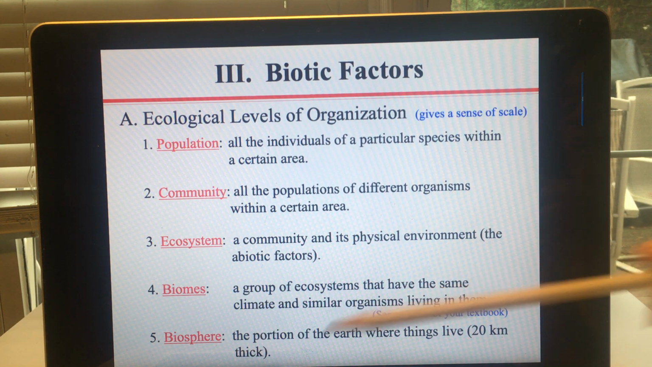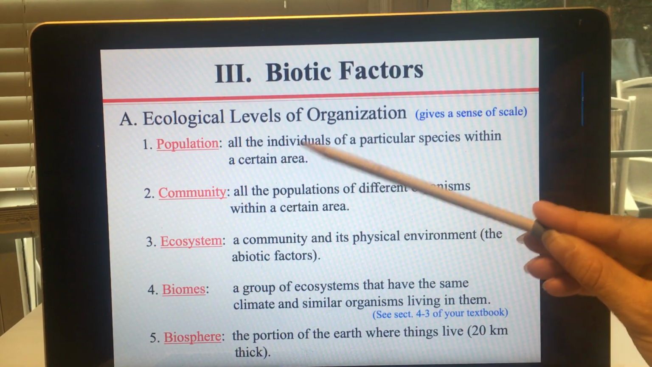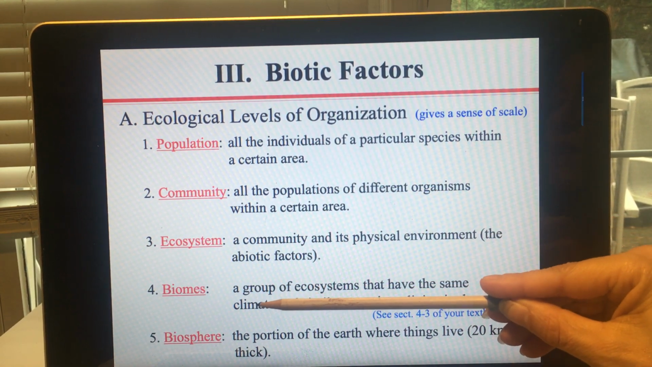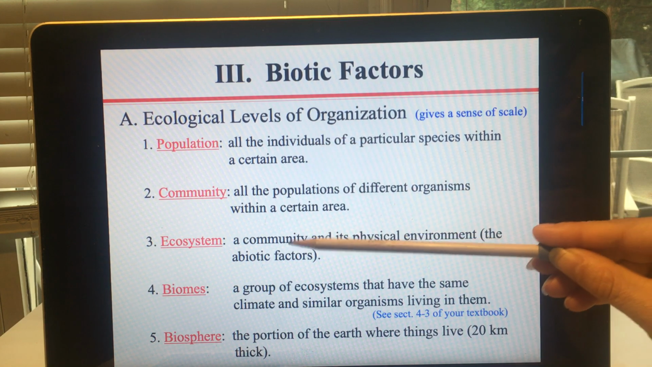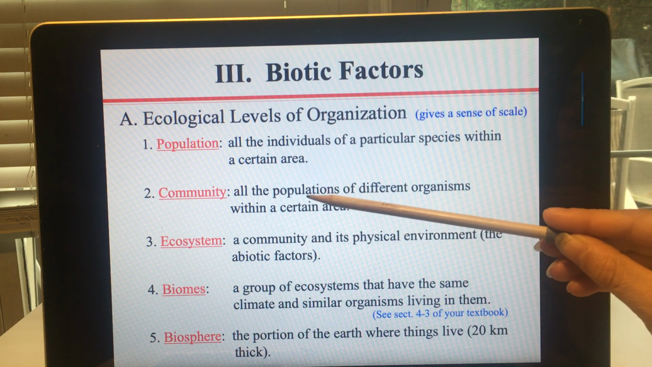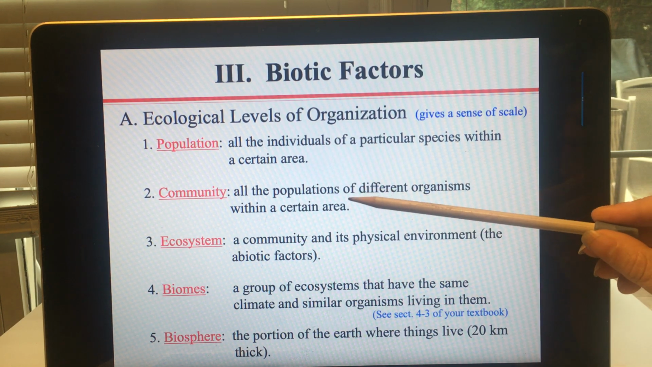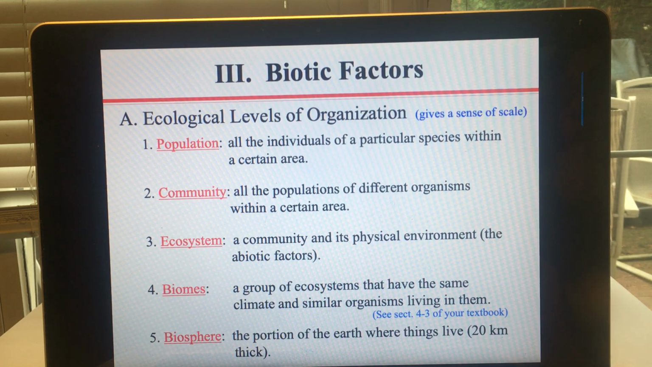So the biosphere includes biomes, ecosystems, community, and the population. Biomes include ecosystems, community, and the population. The ecosystem includes the communities and populations, and the community includes the population. So we've gone from most specific and narrow and getting more and more general and inclusive as we go down this list.